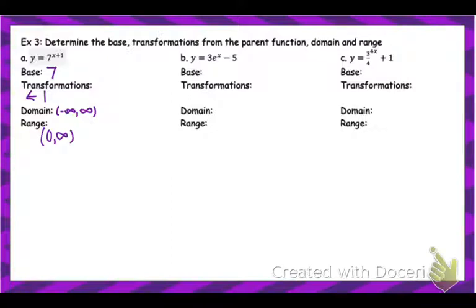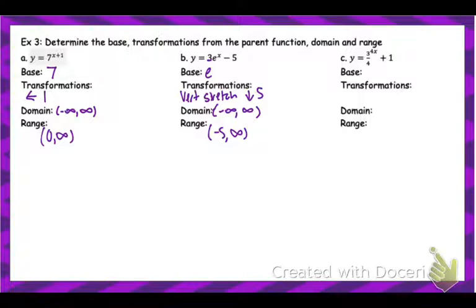So your range is from 0 to infinity. All right, let's look at B. So the base here is e. That 3 then is a vertical stretch. And then this graph has shifted down 5. Nothing is going to change the domain on an exponential function, but range, because it's shifted down 5, that horizontal asymptote is now at -5. And because this graph has not been reflected over the x-axis, then this graph is going to go from -5 to infinity.